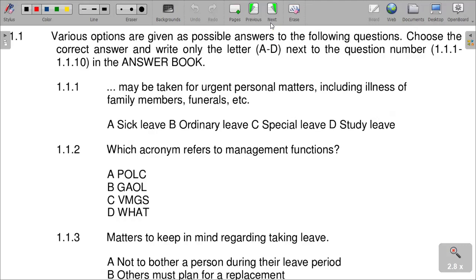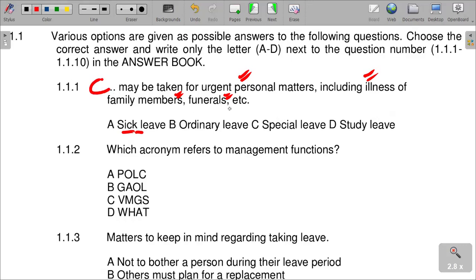A dash may be taken for urgent personal matters. When employees have urgent personal matters, including illness of family members or a funeral, what is it that an employee can take? We are saying a sick leave is when the person, him or herself, is sick. It is taken when the person is sick, him or herself. Ordinary leave is just given for every employee over a period of time of working. And then a special leave is taken for urgent matters.